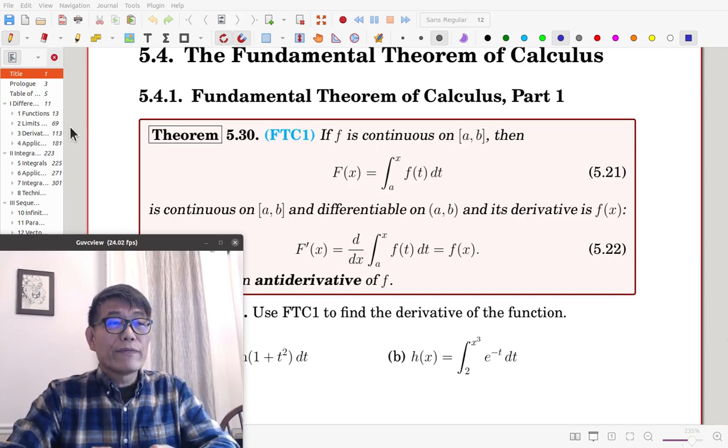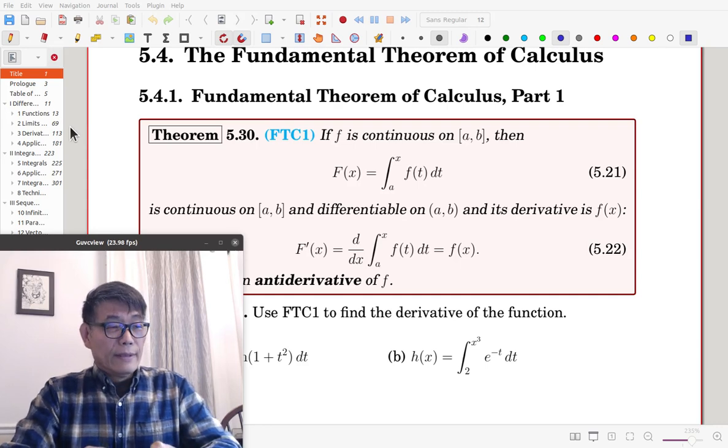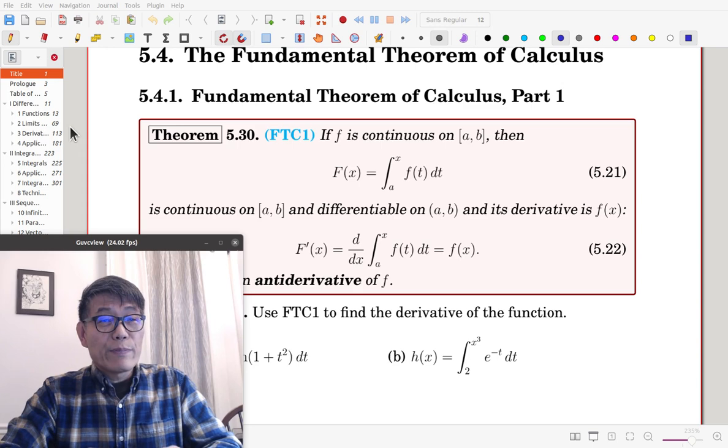Section 5.4, the fundamental theorem of calculus. Let's begin with part 1.